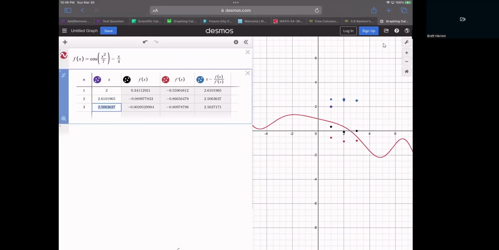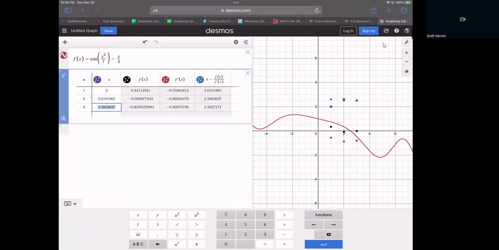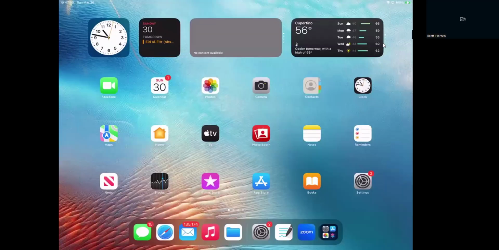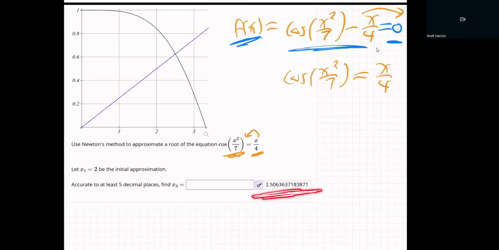So I'm just going to give them this one right here, 2.506, 3637. 2.5063637. Yep, there it is. They just want x3. So that's how we do it.